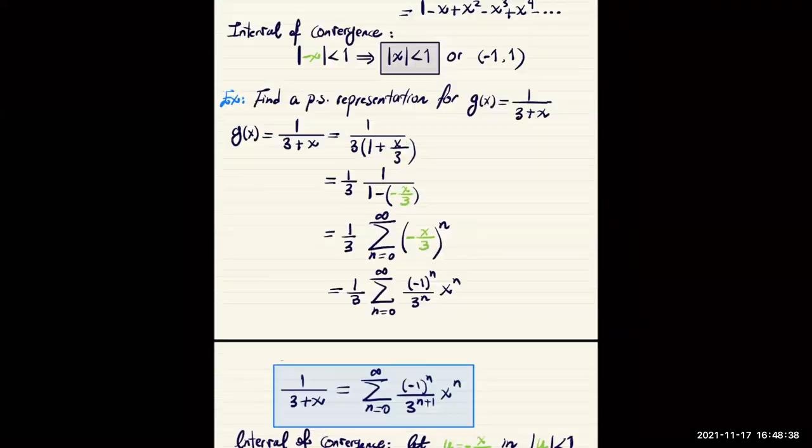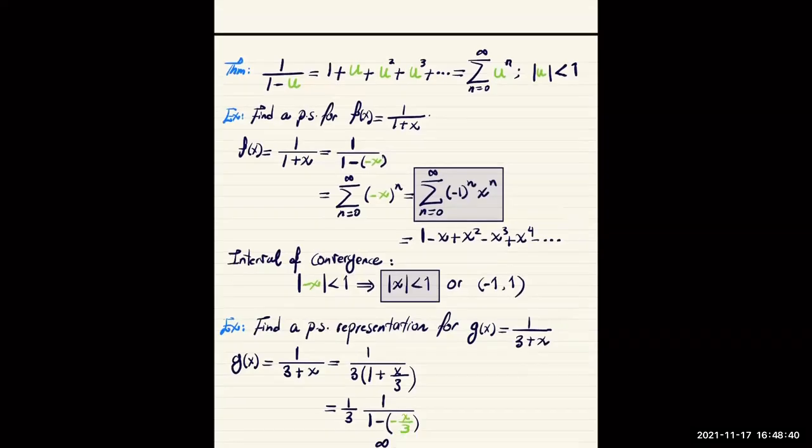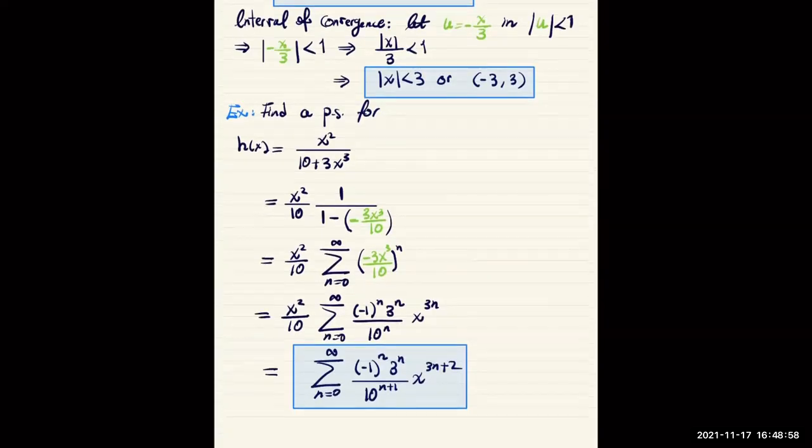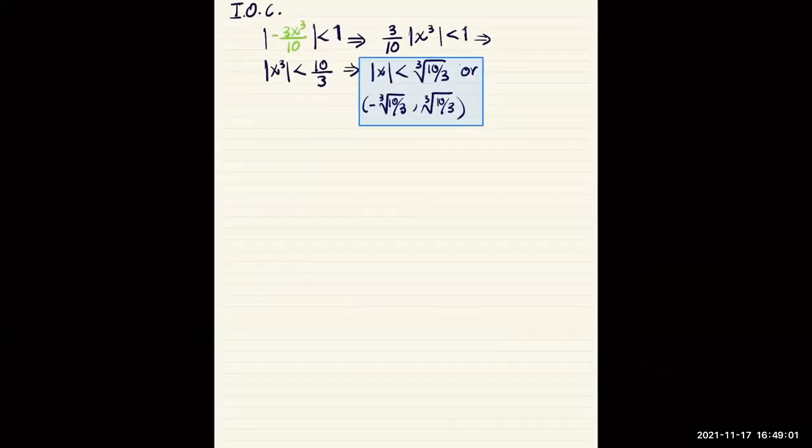Yeah, this is a geometric series. It's a geometric power series. And the common ratio cannot be 1. Because if it's 1, you're adding 1 to itself forever, and that gives you infinity. So it's going to diverge. The common ratio of a geometric series can't be 1 or negative 1.